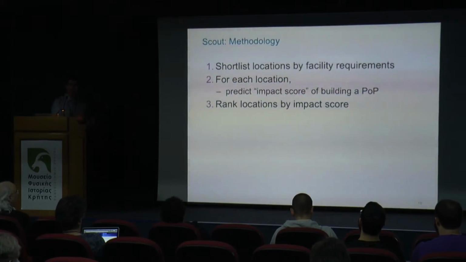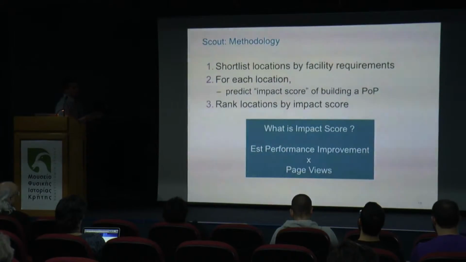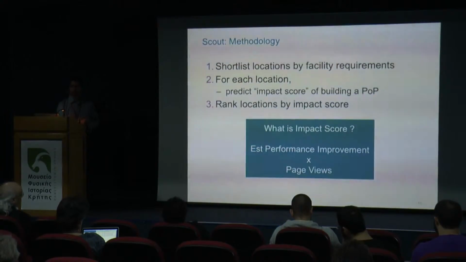So the high-level methodology of Scout is we shortlist locations by our requirements of the facility, and this is up to each person, up to each company, what shortlist they want to pick. Then we want to rank these locations by some metric, and the metric we picked was something we called impact score. For each location, we predict the impact score of building a POP in that location, and then we just rank these locations by impact score. And what is impact score? It's basically the two earlier considerations we talked about. What will be the estimated performance improvement of building this POP for a given set of users, and then how many extra page views we will actually impact using this POP.